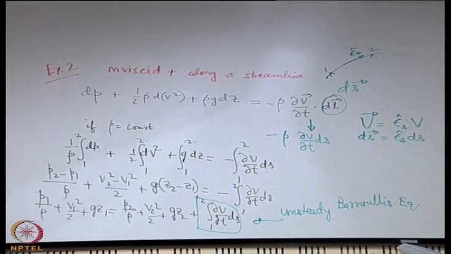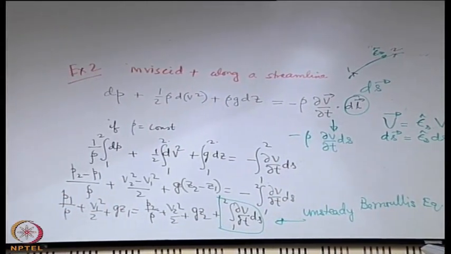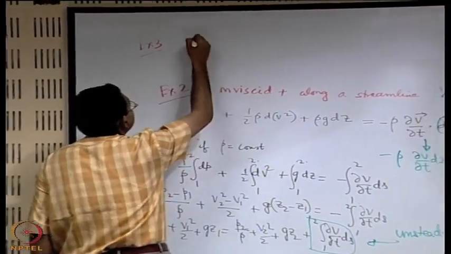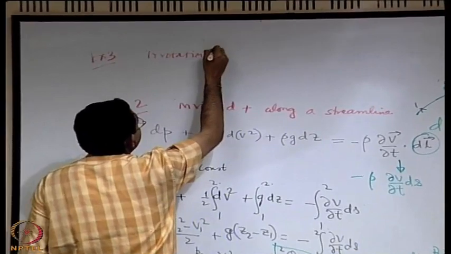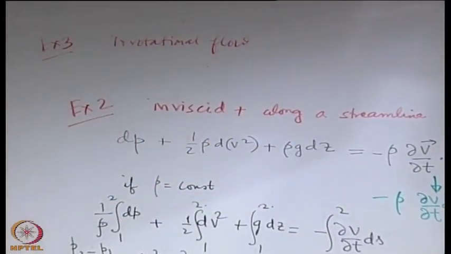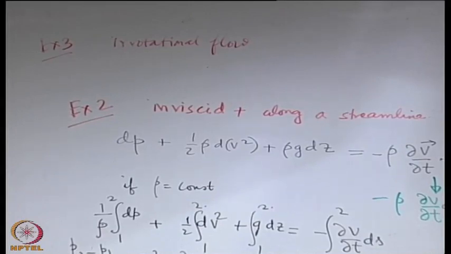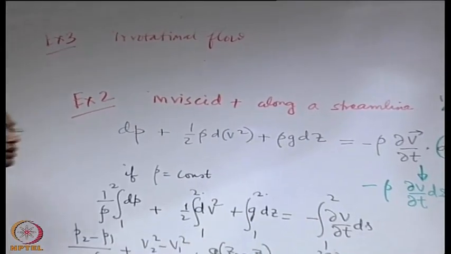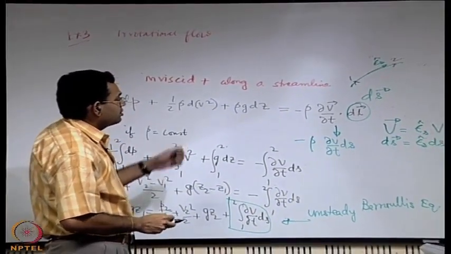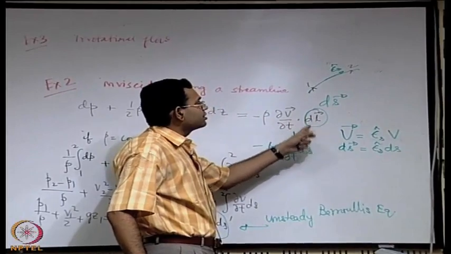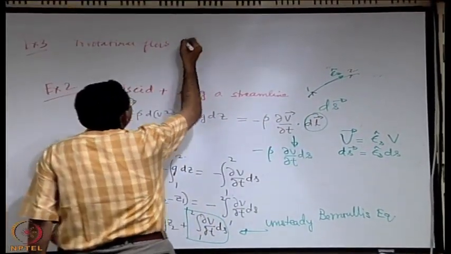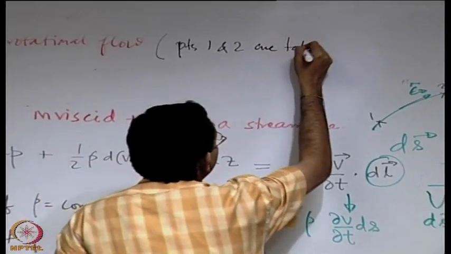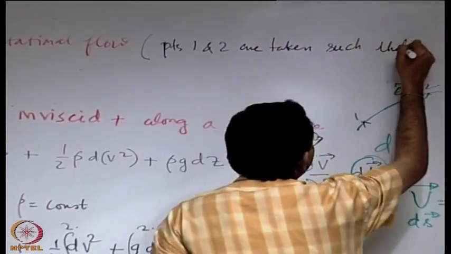Now we will take a third example, example 3, irrotational flow. When we take the example of irrotational flow, let us see what happens to the equation. Here dl we are not writing as ds, because when we are writing irrotational flow we are keeping in mind that points 1 and 2 are taken such that they need not be along the same streamline.